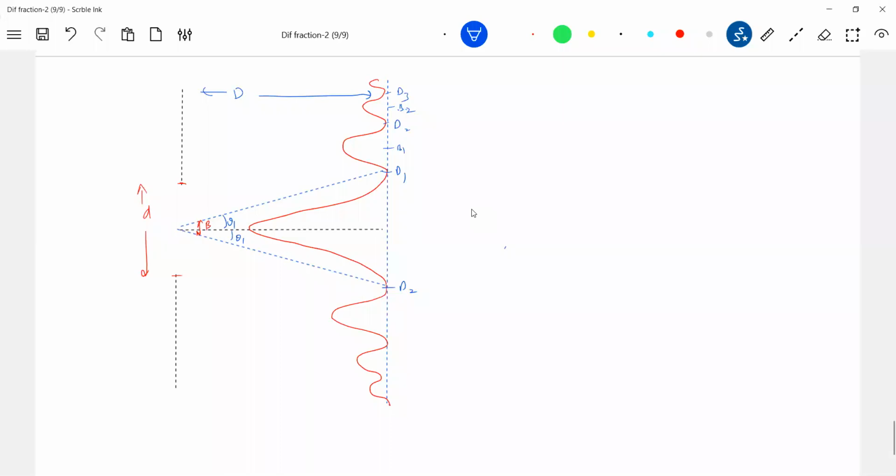So what is beta? The angular width of central maxima. Shall I write only CM? This should be equal to 2 theta 1, and we know theta 1 is what? Lambda by D. I already derived that. So this will become 2 lambda by D. This is the angular width of central maxima. What is the angular width of secondary maxima?